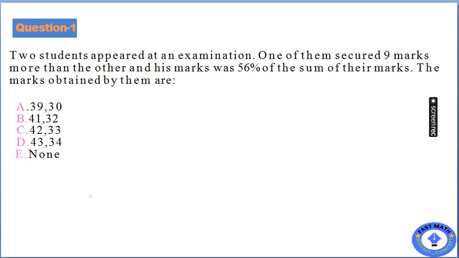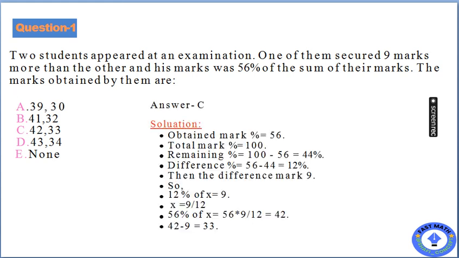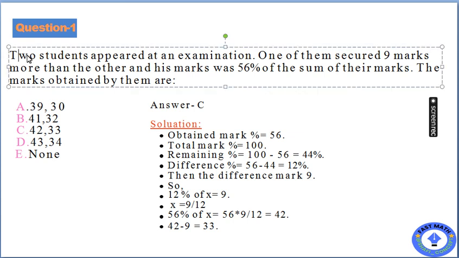First of all, the first problem is: two students appeared at an examination. One of them secured 9 marks more than the other, and his marks were 56% of the sum of their marks. The marks obtained by them are? In this problem it is clearly mentioned that there are two students.